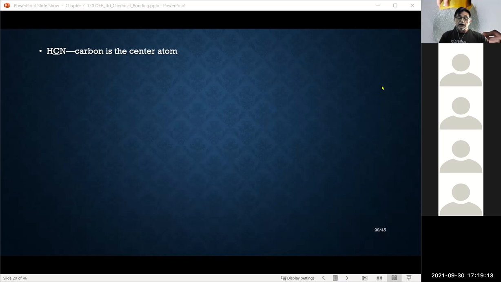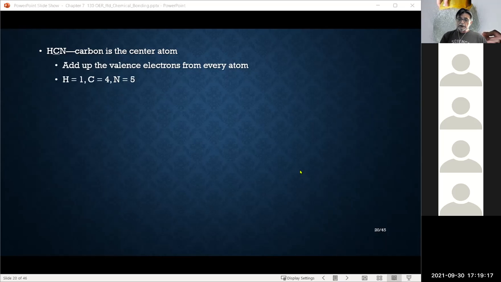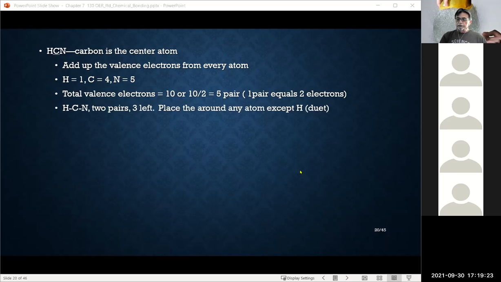All right, this is a rehash of HCN. We talked about carbon as a central atom. We added up the valence electrons, totaled them up, and ended up with 5 pairs. One pair equals 2 electrons. And then we started drawing the formula.